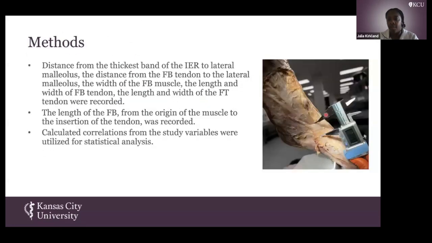But here is just an example of how I took those measurements. This picture shows the width measured with the digital caliper for the inferior extensor retinaculum.